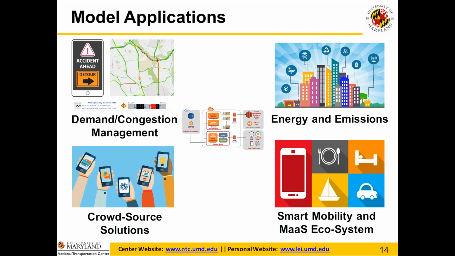There are different kinds of applications, such as demand and congestion management, really providing crowdsourced solutions to a range of smart cities challenges. Certainly there are a lot of benefits in energy and emissions, and it could also be a good ecosystem platform for smart mobility and mobility as a service systems. That's what I'm talking about: these state-of-the-art travel behavior and traffic simulation tools, and the different applications of these next generation models that are here right now and can potentially support this.